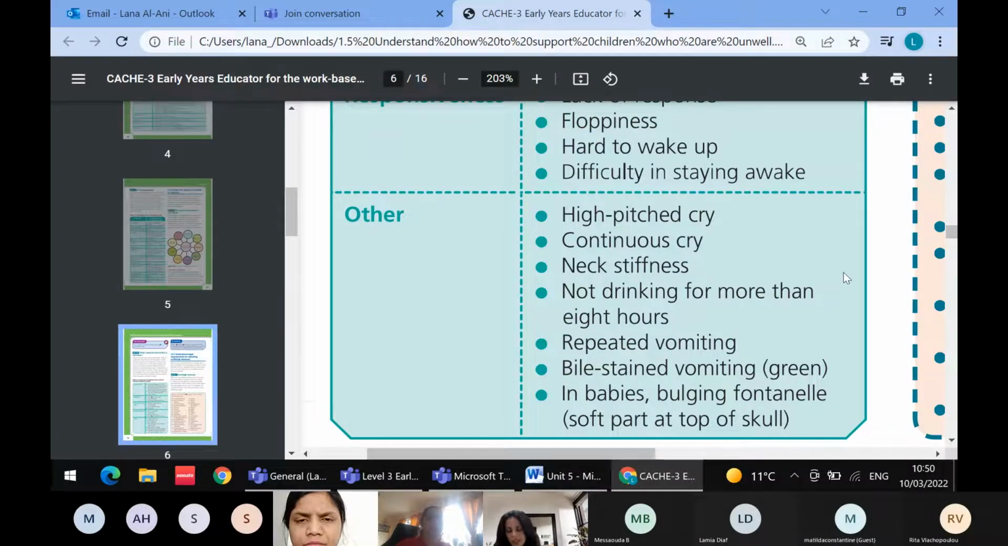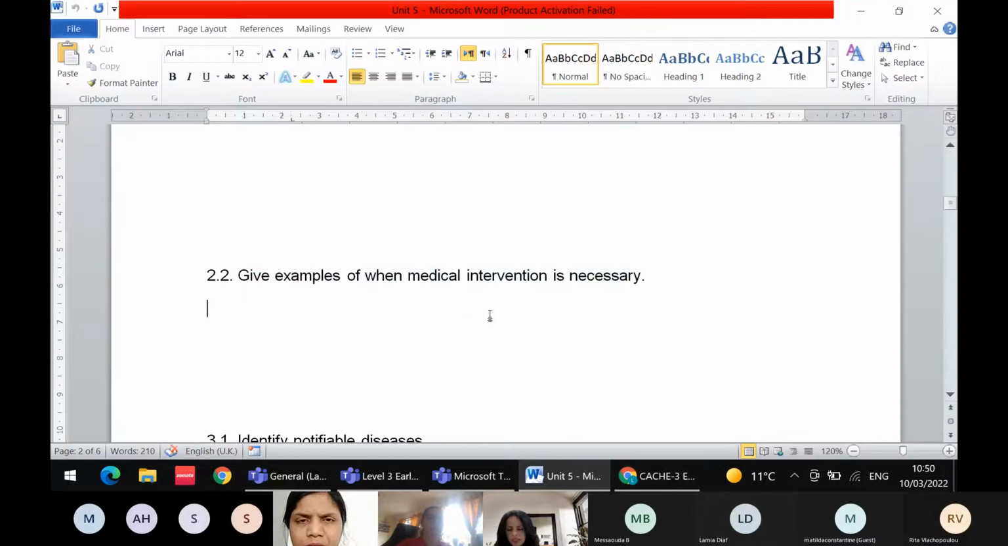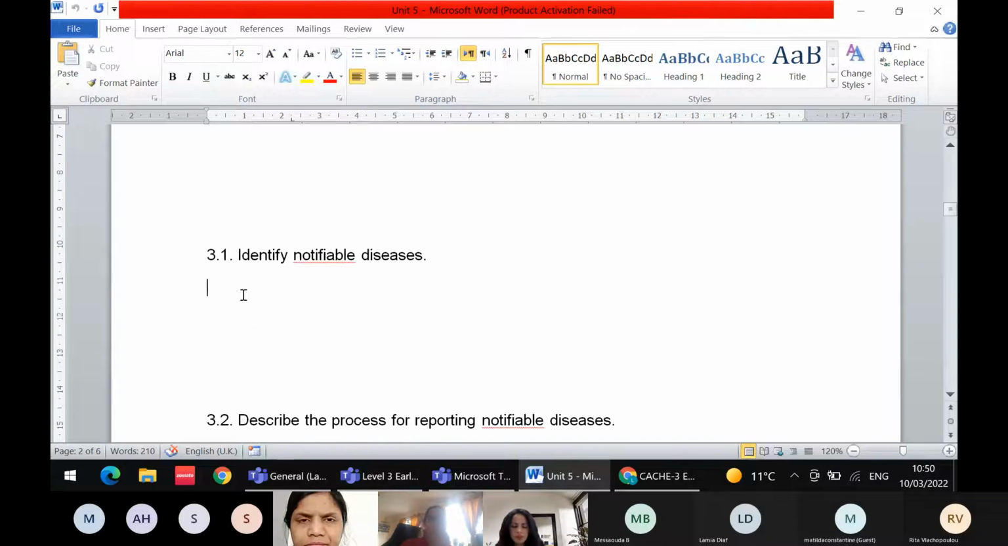Okay, so all these are symptoms of child illnesses, and we need to get medical attention whenever we have any of these illnesses, okay? So this is the answer for question number 2.2. How about 3.1?